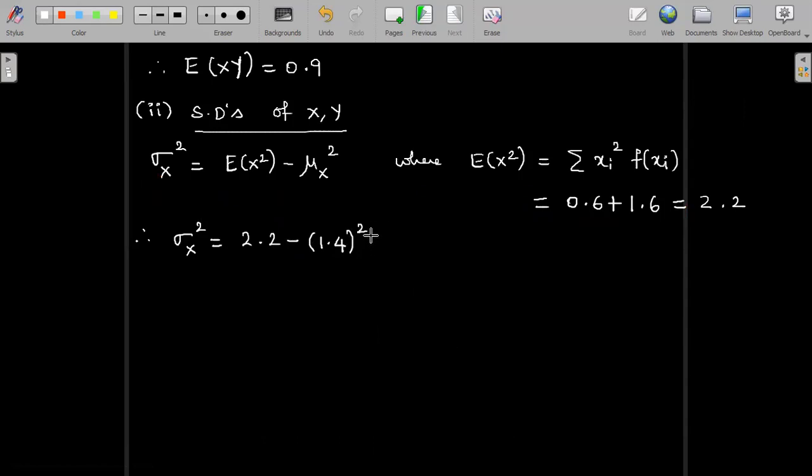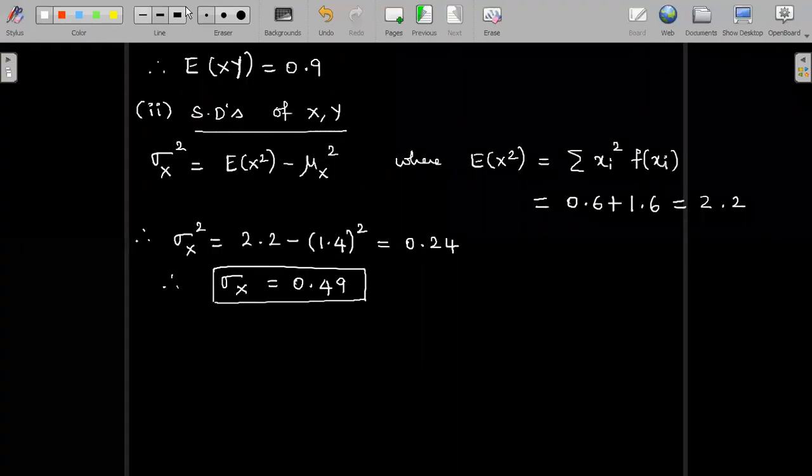So evaluating this, the answer would be 0.24. This is the variance for us. Therefore, the standard deviation sigma x will be equal to the square root of 0.24, which will fetch us 0.49. Yes, we have rounded off our values to 2 decimals. That is sufficient.